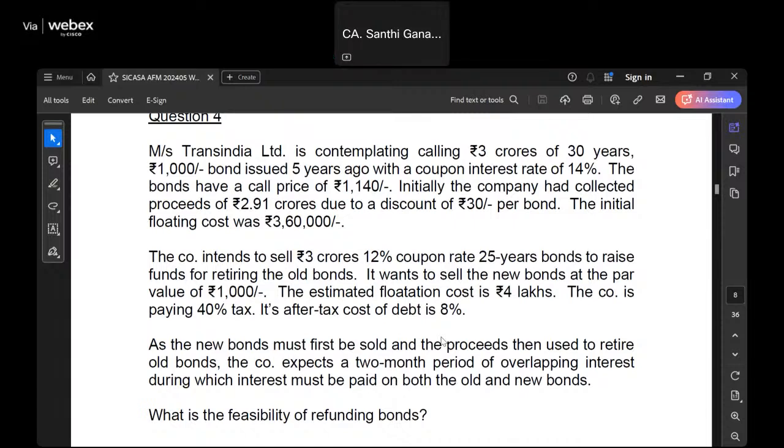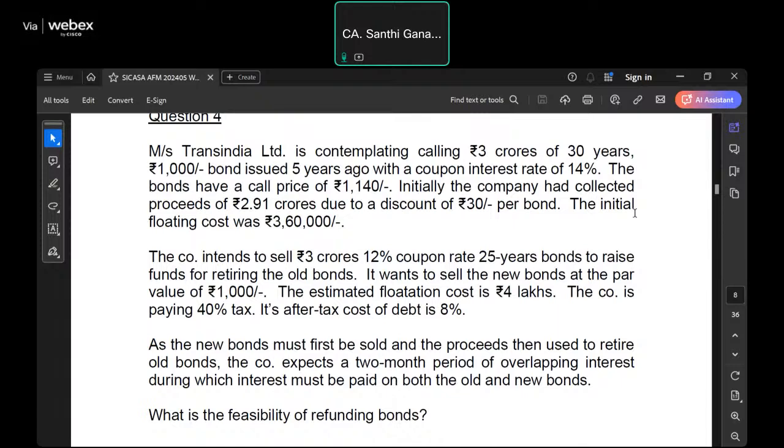The original tenor of the bond is 30 years. Already 5 years gone. It was issued 5 years ago. Therefore, now another 25 years remaining. The bonds have a call price of 1140. We already saw that you can have a premium redemption price if the bonds are called. So that is why, even though they are 1,000 rupees bond, 1140.